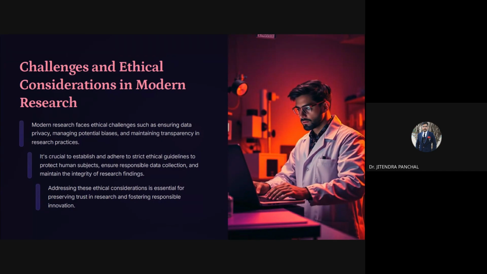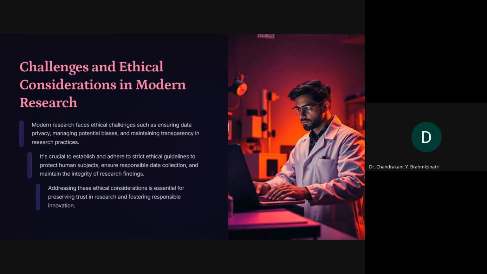So it is crucial to adhere to strict ethical guidelines to protect human subjects, ensure responsible data collection, and maintain the integrity of research findings. Addressing these ethical considerations is essential for preserving trust in research and fostering responsible innovation. I hope this is clear to everyone.